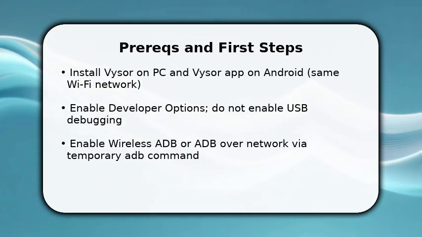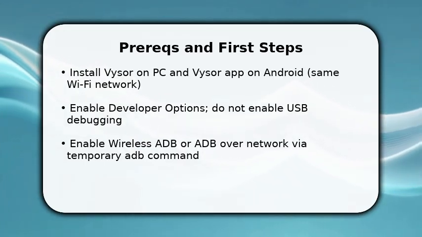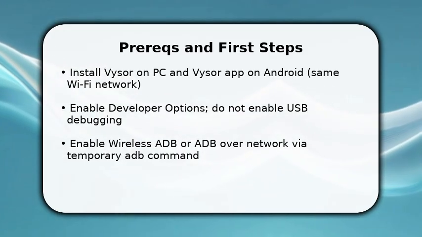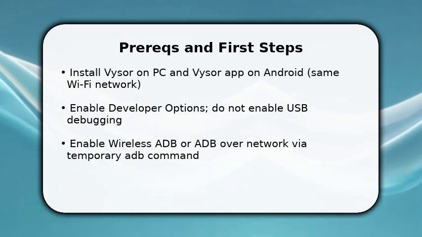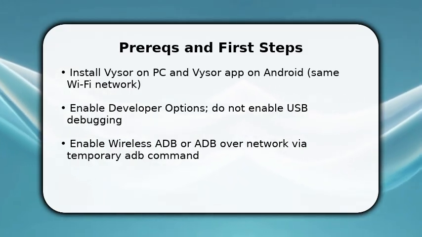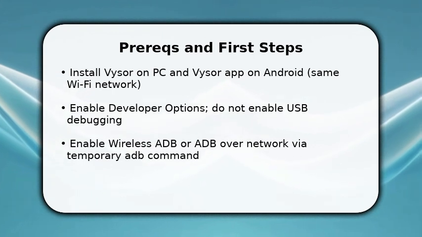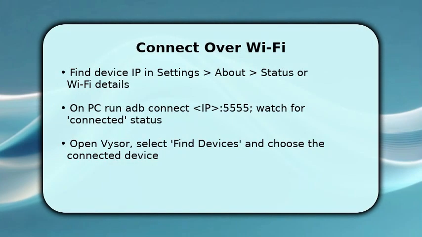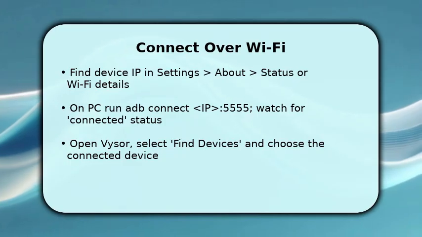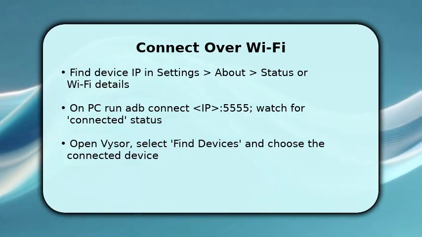Use one temporary USB connection just to run adb tcpip 5555, then unplug. This step opens the device for a wireless connection without leaving USB debugging. Next, find the phone's IP address in Wi-Fi details or status so you can target it.